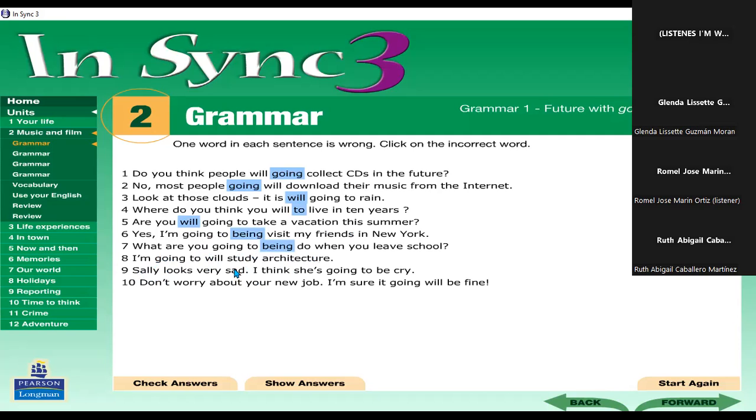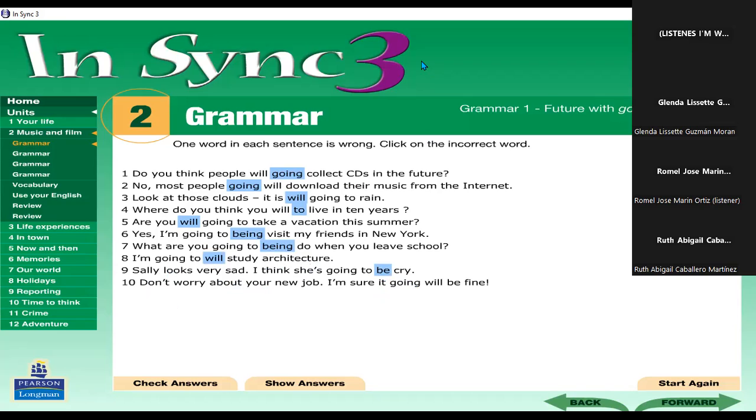I am going to will study architecture. I am going to study architecture or I will study architecture. What is the problem? Will. Okay, so say Sally looks very sad. I think she's going to be crying. She's going to cry or she's being. No, be going to cry. Después del going to, va el verbo en face form.